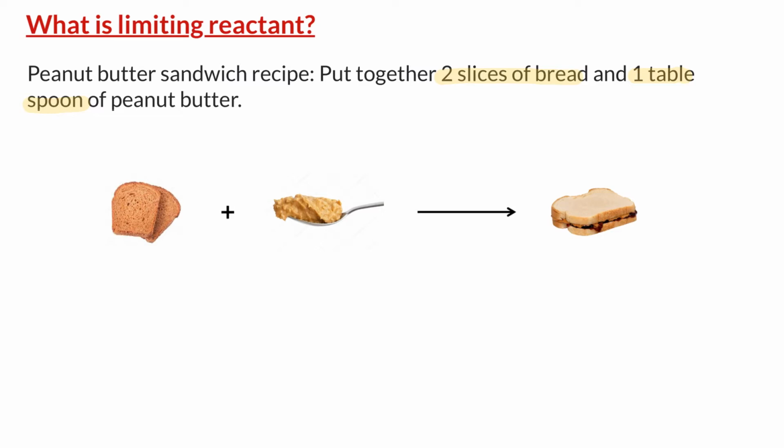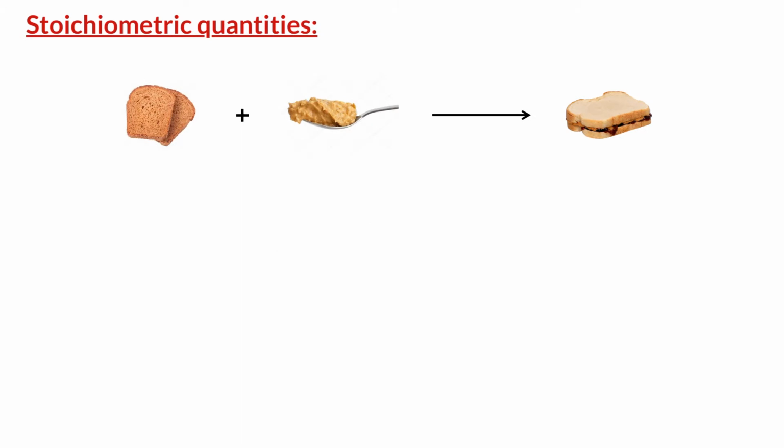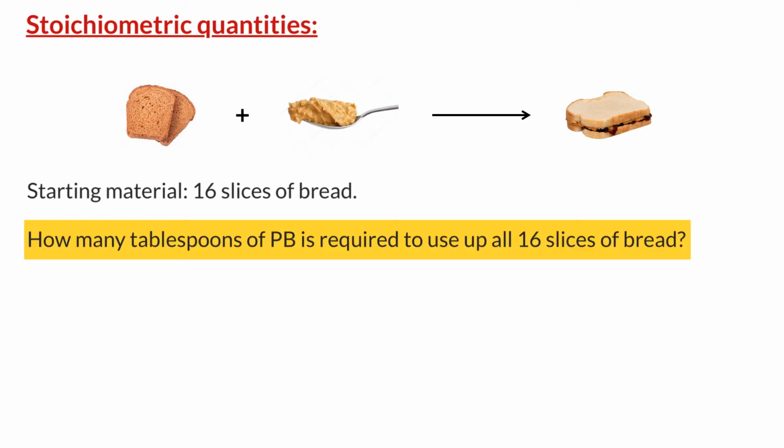This is a balanced equation, that is, the number of slices of bread and the amount of peanut butter are conserved during the process. Therefore, we can use this equation for stoichiometric calculations like we did in the earlier topic. Let us say that when we looked into the kitchen, we found that there are 16 slices of bread. So let me ask you a question. How many tablespoons of peanut butter is required to use up all 16 slices of bread?